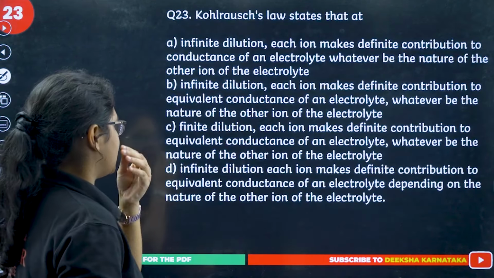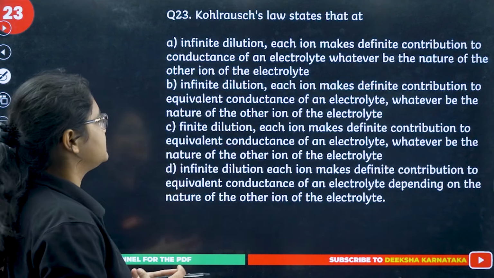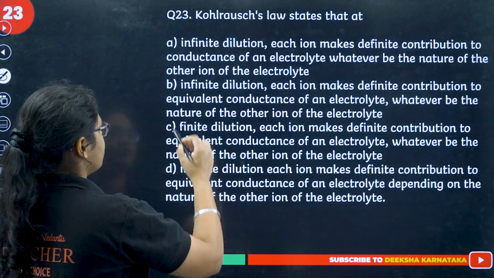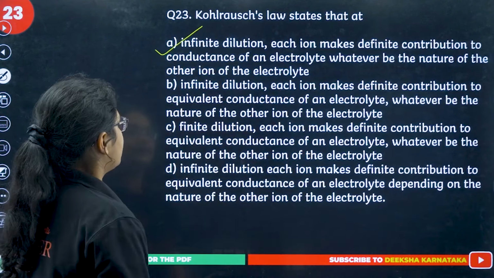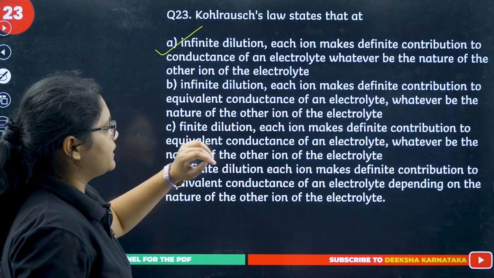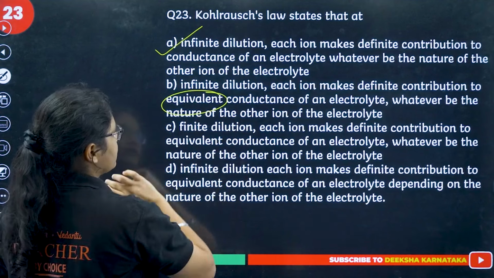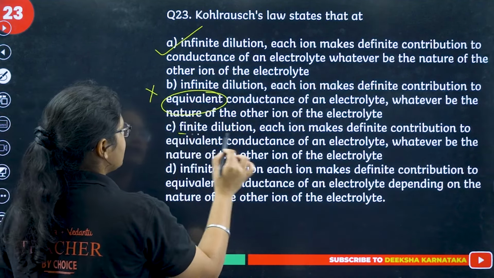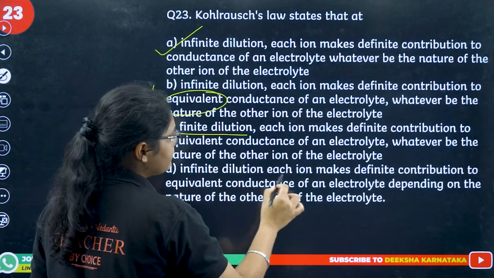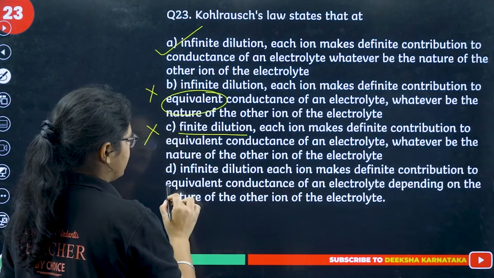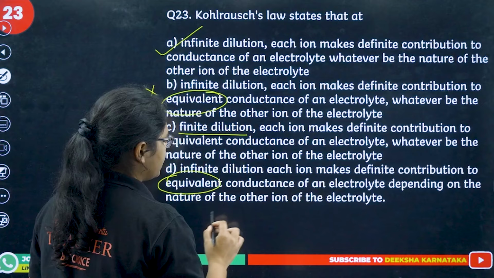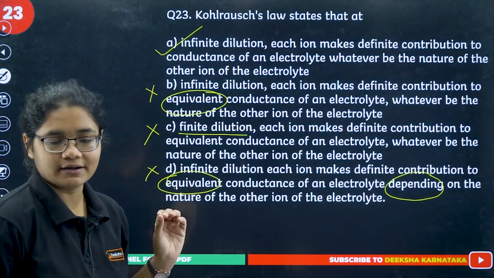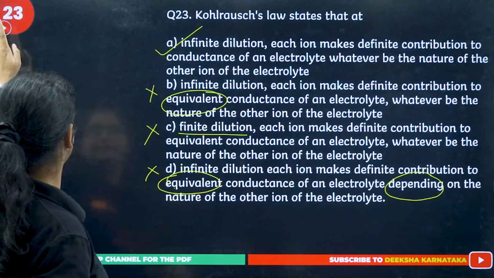Next, Kohlrausch's law states that at infinite dilution, each ion makes a definite contribution to conductance of an electrolyte, whatever be the nature of the other ion. Yes, that is correct. Next, at infinite dilution, each ion makes definite contribution to equivalent conductance. No, it makes contribution to the conductance, so this is wrong. Infinite dilution, each ion makes definite contribution to equivalent conductance of an electrolyte depending on the nature. No, it doesn't depend, and it doesn't contribute only to equivalent conductance. So option A is correct.